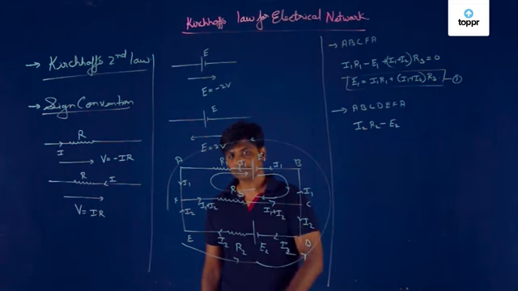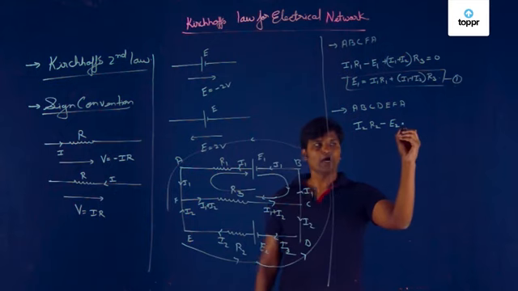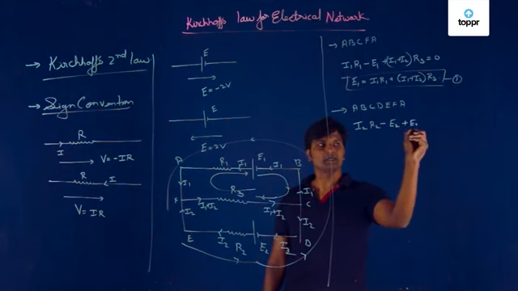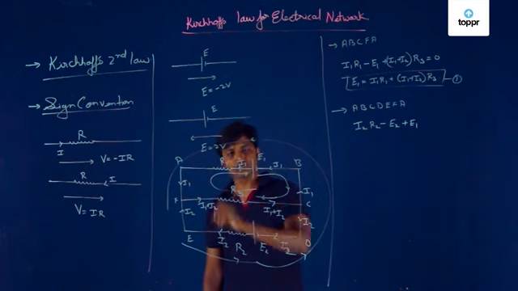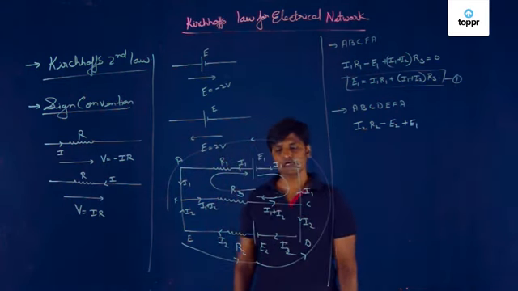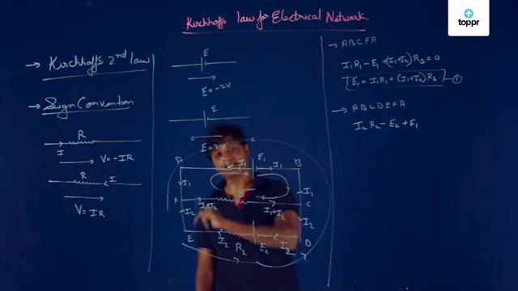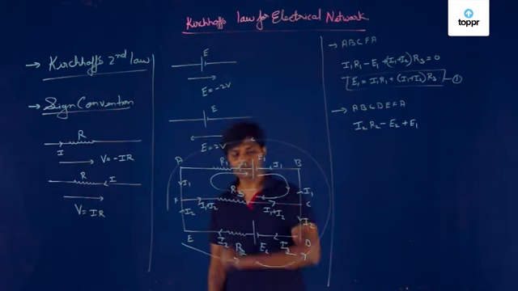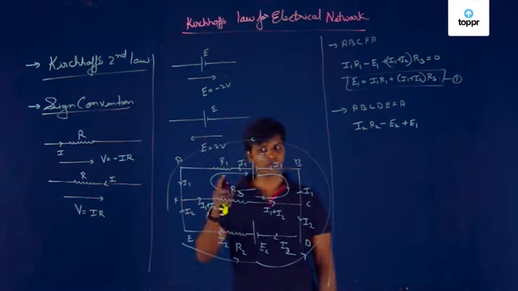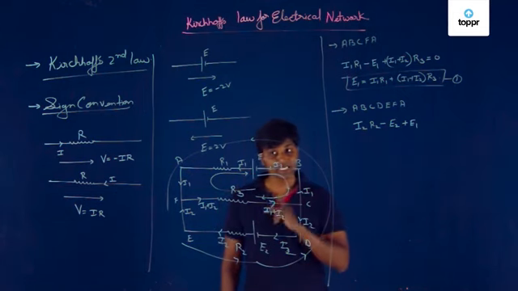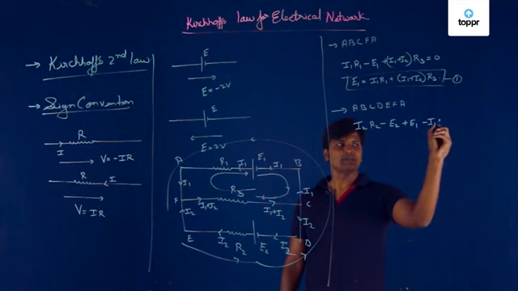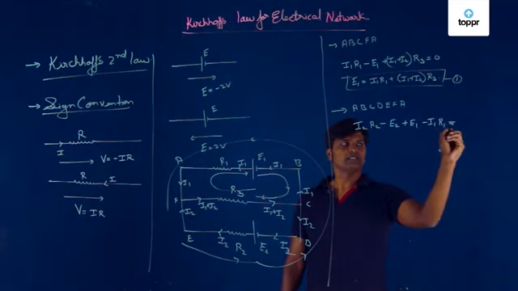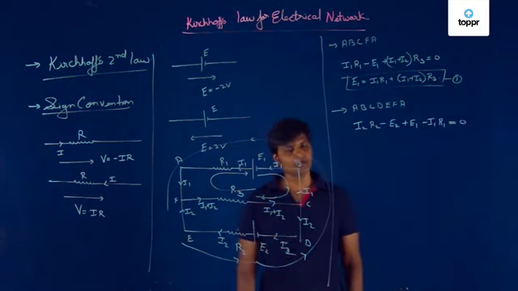Now, from which terminal am I coming out of this battery? I am coming out of the positive terminal. So I will write plus E1. And then, am I going in the direction of the current or opposite to the direction of the current? I am going in the direction of the current. If I am going in the direction of the current, then the potential difference across the resistance R1 will be considered to be negative. So I can write it is minus I1 into R1 is equal to 0, right?